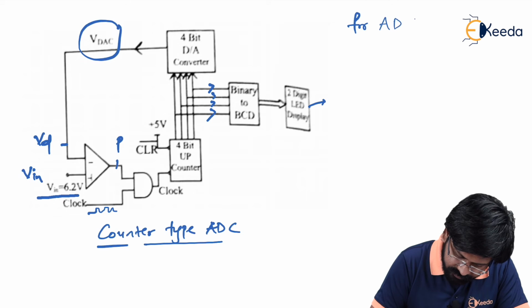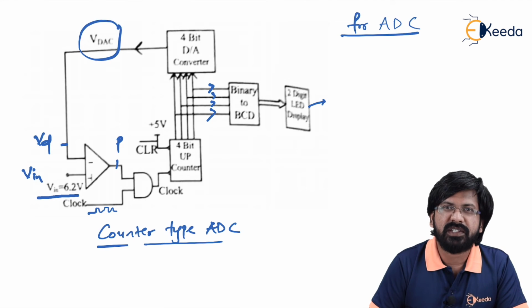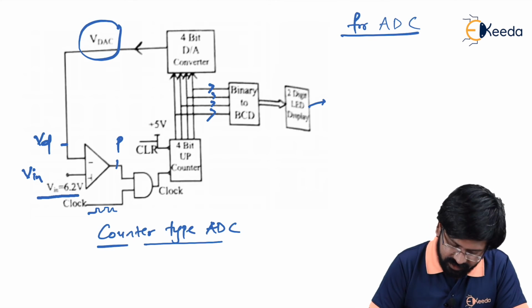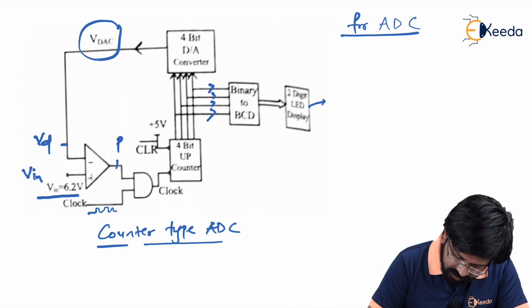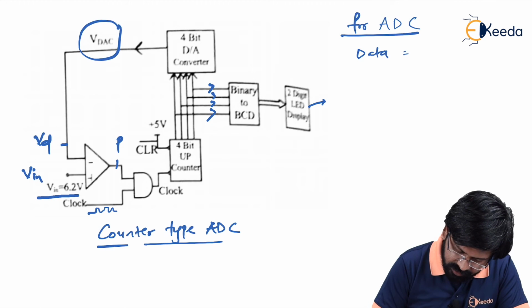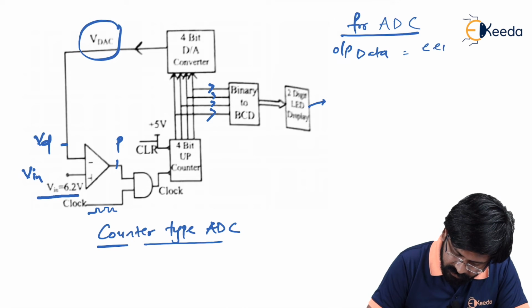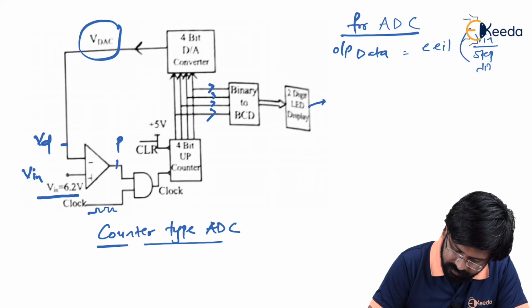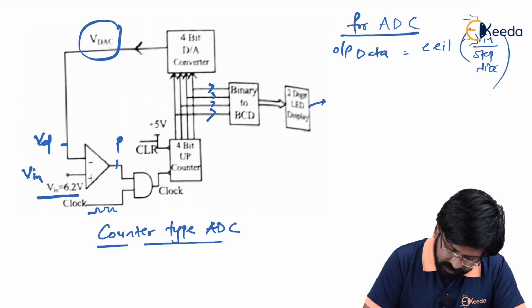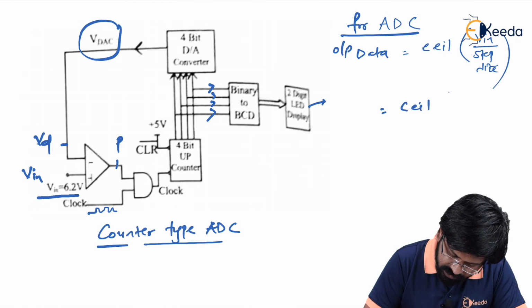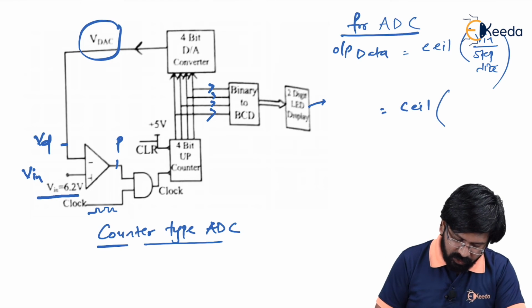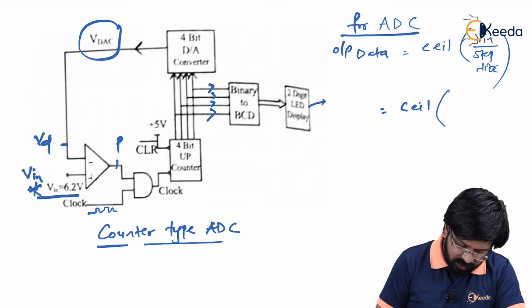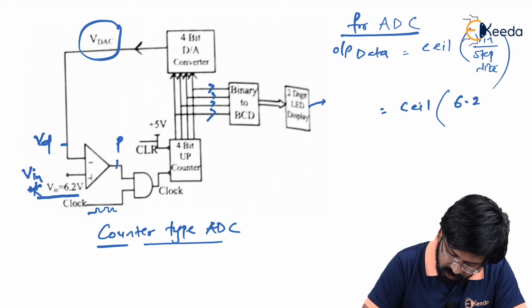For ADC, don't forget, input is voltage, output is data, and the output data is equal to the Ceil function of Vin divided by step size. Is that right? So this is equal to the Ceil function of, what is Vin provided? You can see in the diagram, Vin is equal to 6.2 volt. So this is 6.2 volt divided by step size.